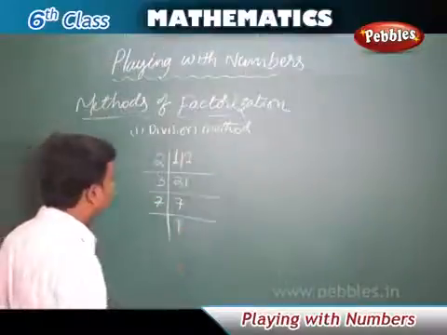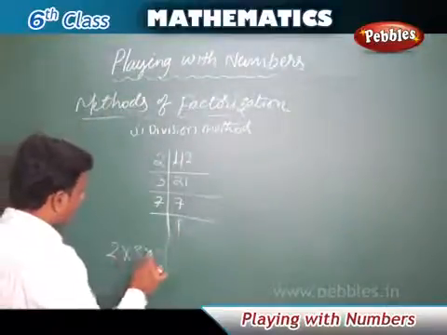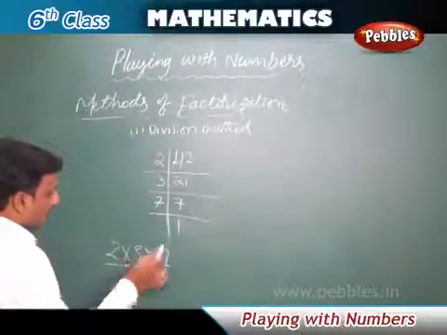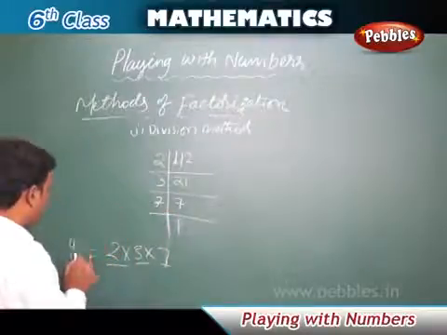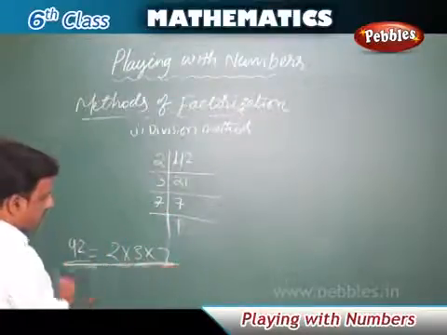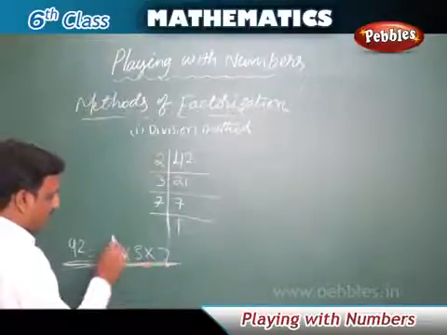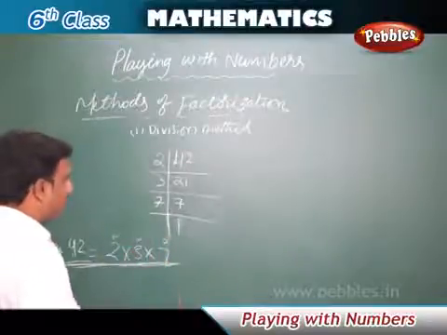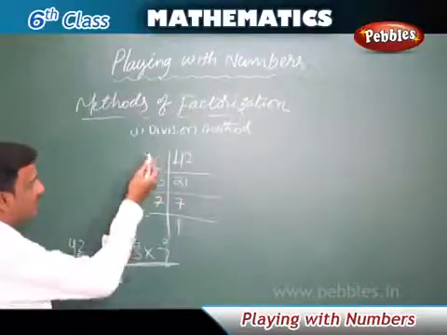7 ones are 7. So we write it as 2 into 3 into 7. 2, 3, 7, these are the factors of this 42. So the 42 is factorized here. Now we can see that all these three are prime factors. 2 is a prime factor, 3 is a prime factor, 7 is a prime factor. So here the prime factorization of 42 is done by the division method.